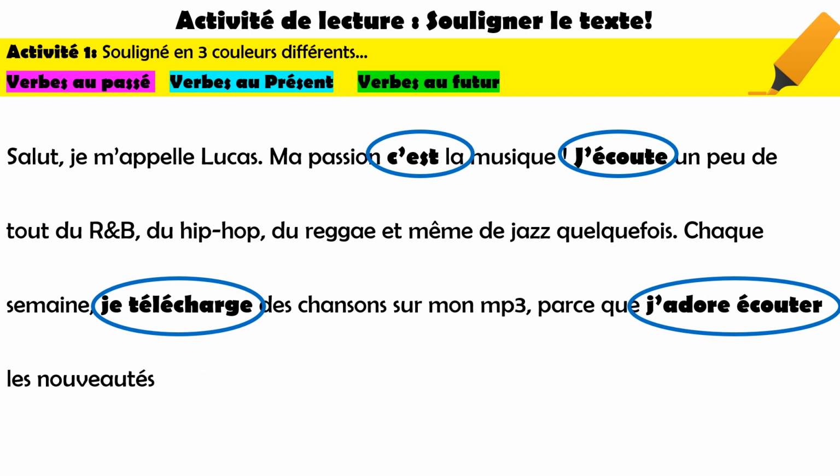Let's have a look. So my passion is music. I listen to a bit of everything. Every week I download songs on my MP3 player because I love listening. Now this looks different to the others, doesn't it? But it is still in the present tense because I love listening. We've just used 2 verbs together.